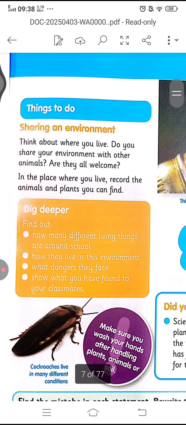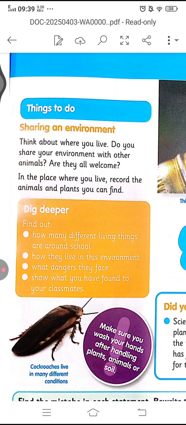Next page is related to things to do. Sharing an environment. Think about where you live. Do you share your environment with other animals? Yes, of course, we share the environment. We are dependent on the plants and the plants are dependent on us. We are dependent on the animals and the animals are dependent on us. That is our environment.